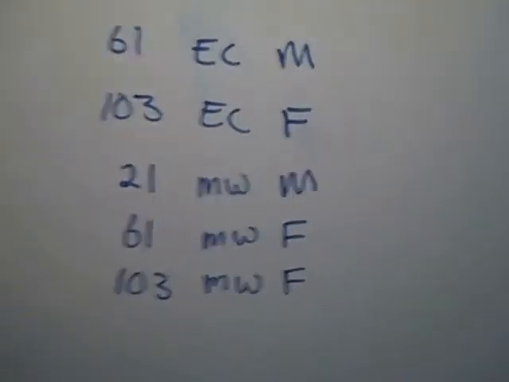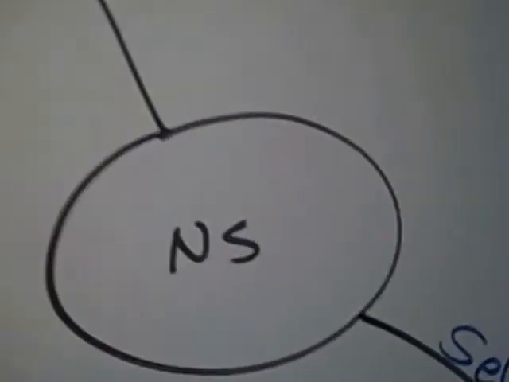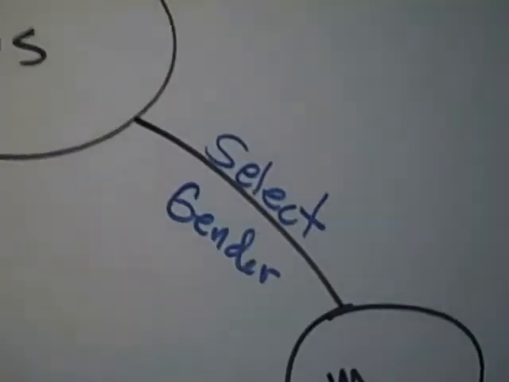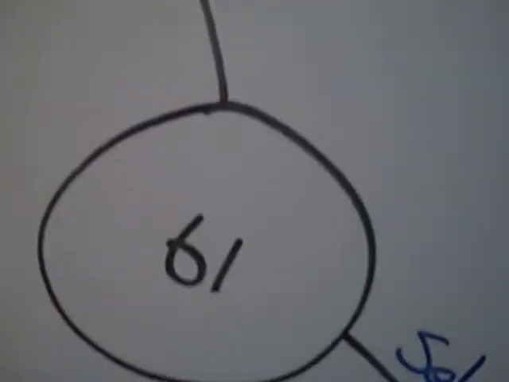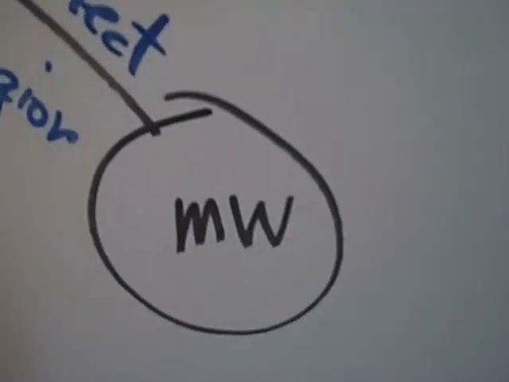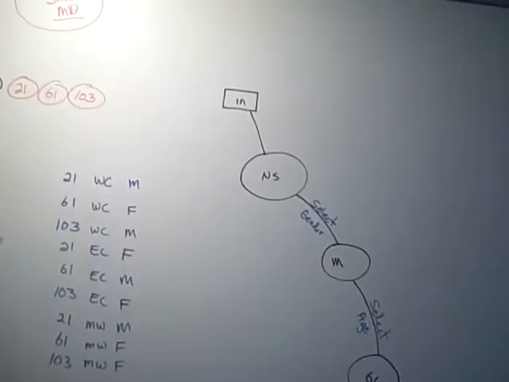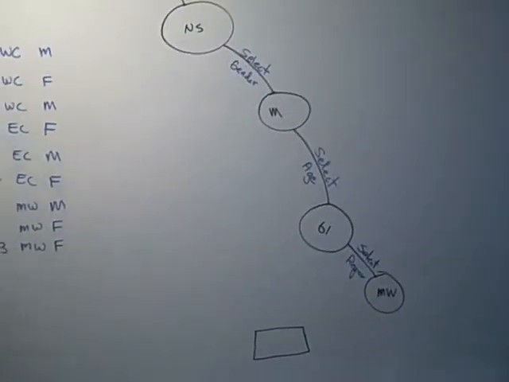And then we went ahead and did a data flow diagram, and we just got it started. So we have the in, and then we have no status, and I've got to fill in the events and so forth here. And then the students said, we're going to select gender. We picked male. Select age, 61. Select region, Midwest. And then down here we have our terminator. So you can see that that is not complete. We're going to come back to this tomorrow.